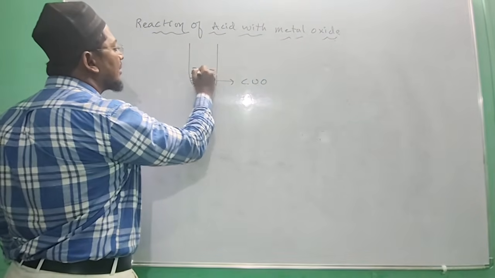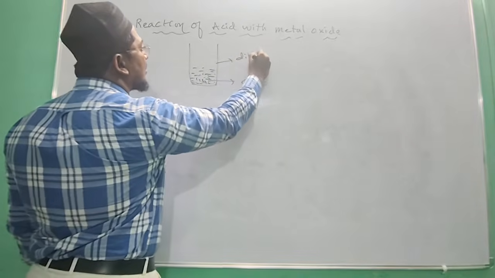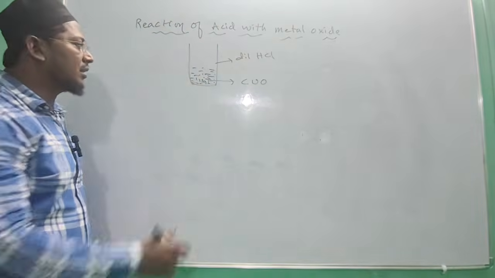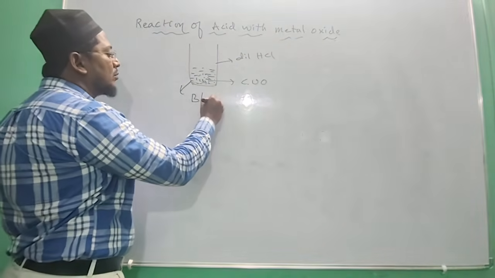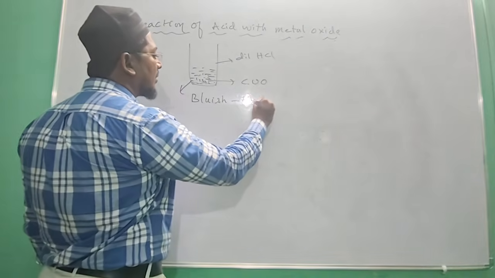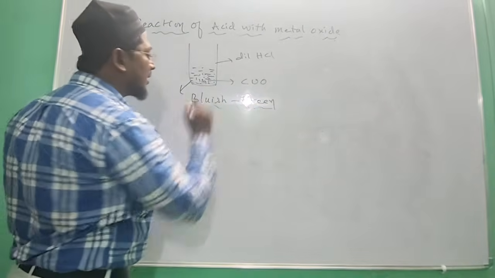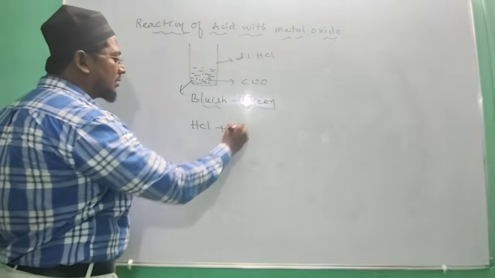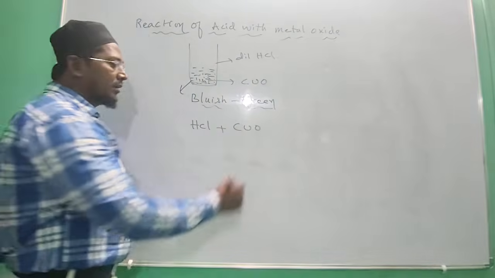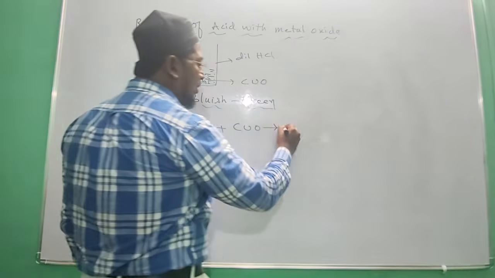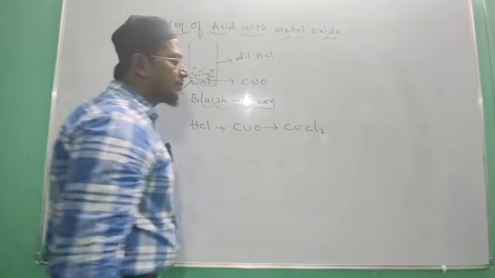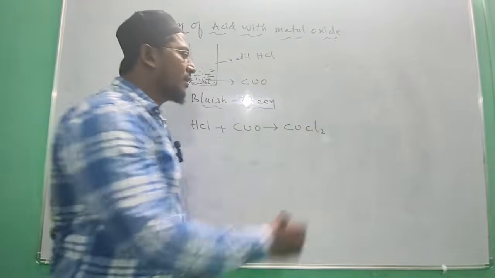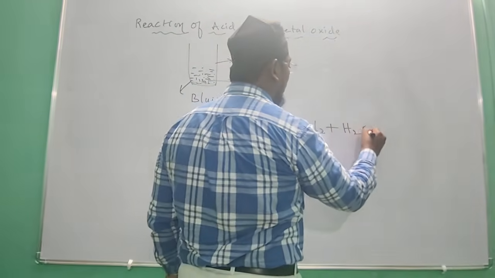We have to add dilute HCl. Observe the color. What is the color? We see that the color is bluish green. So bluish green color means we have to write it in the form HCl plus copper oxide, metal oxide. It forms CuCl2, copper chloride: Cu for copper, Cl2 for chloride, and water, H2O.